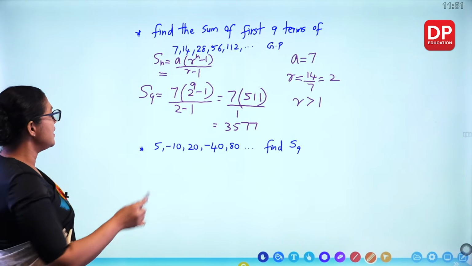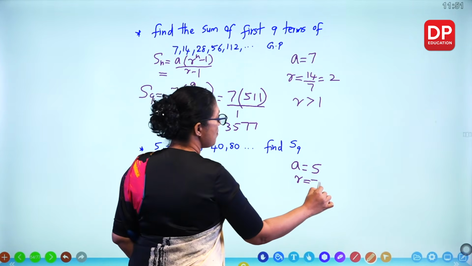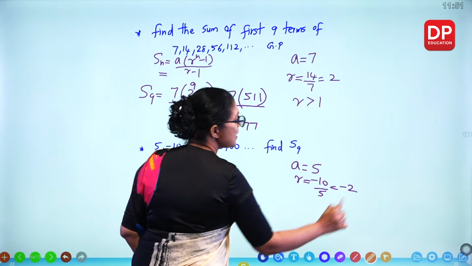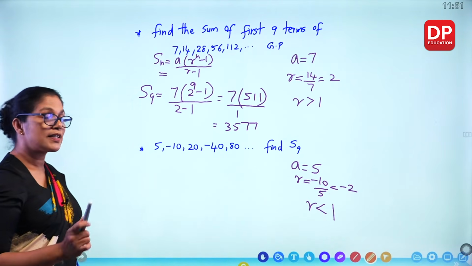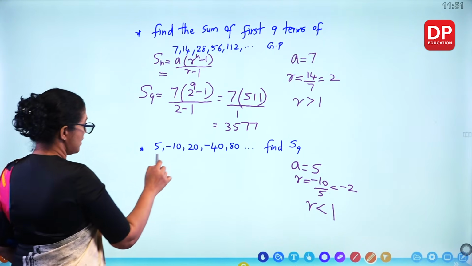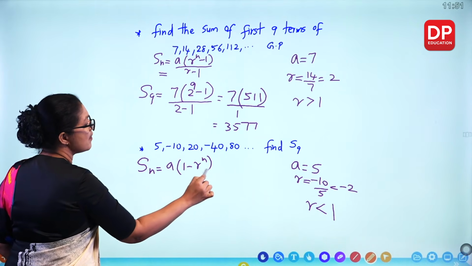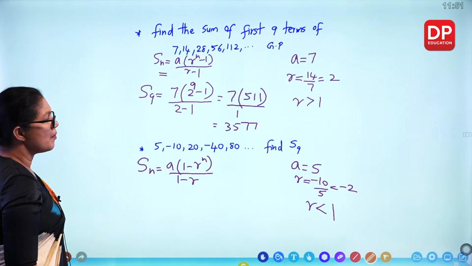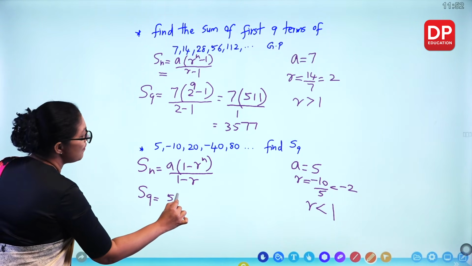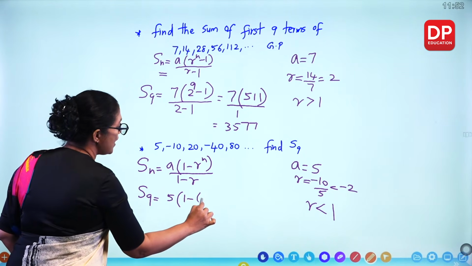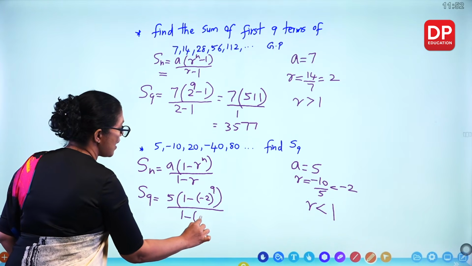Now look at this one. Find S9. Again, the first term is 5 and what's the ratio? Minus 10 divided by 5. You get minus 2. Minus 2 means R less than 1. So what's the suitable formula? You need to take Sn equals A times 1 minus R to the power n over 1 minus R. Now we need S9, n equals 9. A is 5. R is minus 2 to the power 9 over 1 minus minus 2.